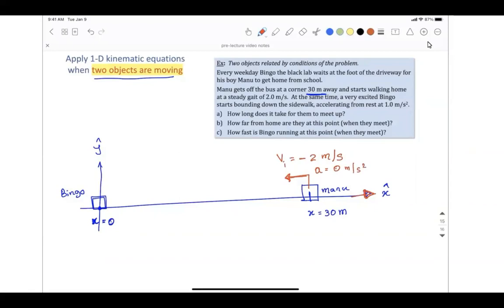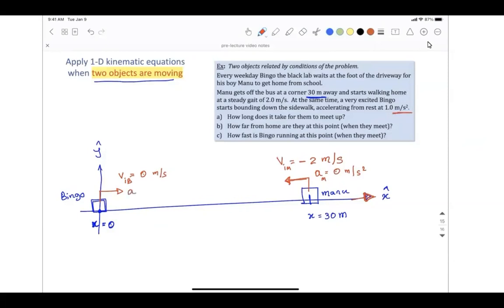Now getting back to the dog, starting from rest, V initial for the bingo equals 0 meters per second. And with a rate, right here, the unit says it is an acceleration. It is in the positive x direction. For the bingo, that is equal to 1 meters per square second.